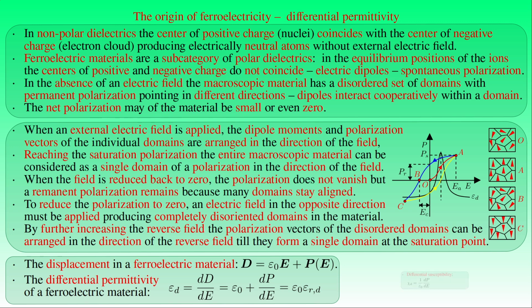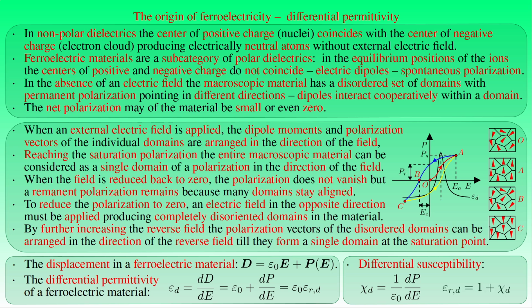Similarly, the differential susceptibility chi D of a ferroelectric material is given by 1 over the vacuum permittivity epsilon naught, times the derivative of the magnitude of the polarization P of the material with respect to the magnitude of the field strength E applied to the material. Then the differential relative permittivity epsilon sub RD is equal to 1 plus the differential susceptibility chi D, that is, they have the same relationship as the one between the relative permittivity and the electric susceptibility for standard dielectrics.